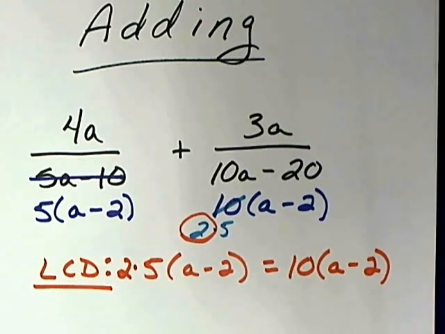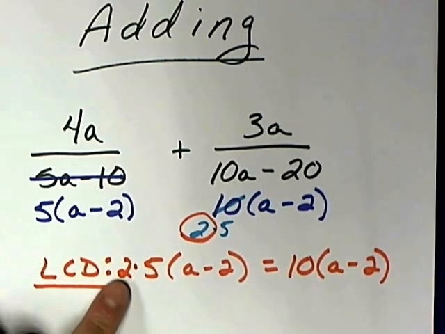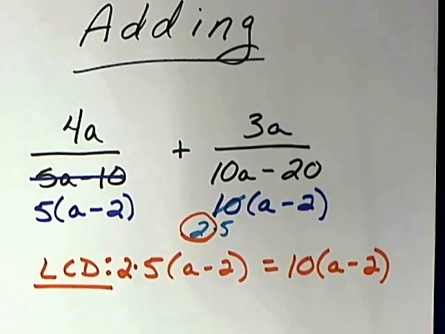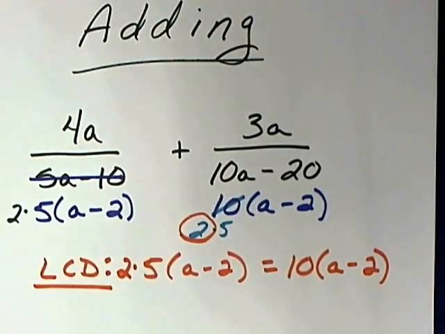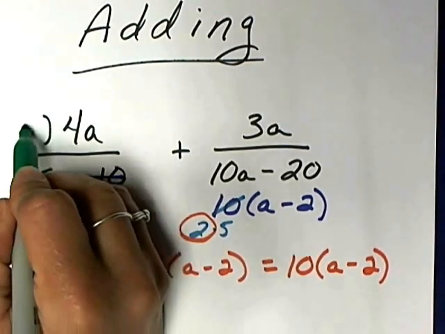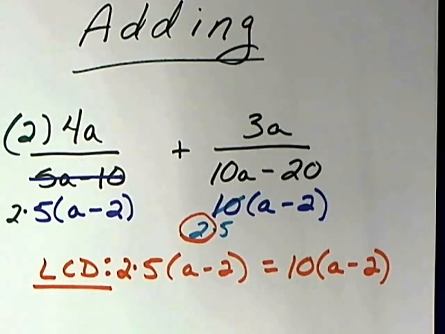Now what? Well, we look to see what parts we are missing in each fraction. In this first fraction, I have the 5, I have the a minus 2, but I'm missing that factor of 2. So I'm going to take this times 2. Now if I do that on the bottom, I have to do the same thing on top to keep it balanced. Now I look on the right side. I have the 2, the 5, and the a minus 2. So I already have my common denominator on that side, so I don't have to multiply it by anything.